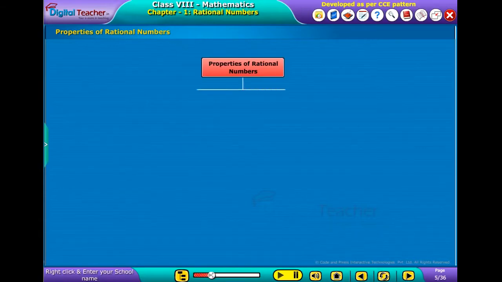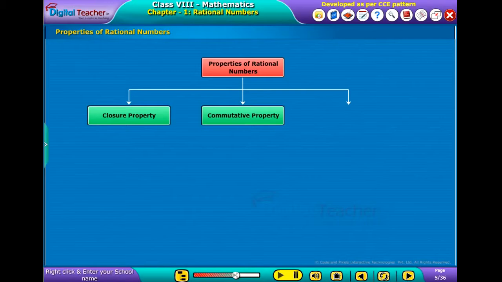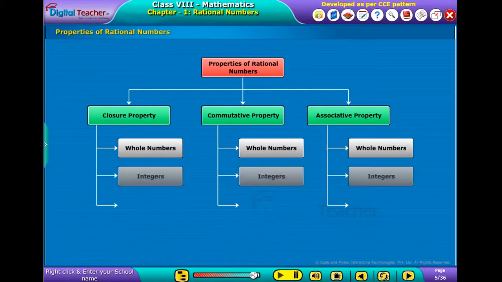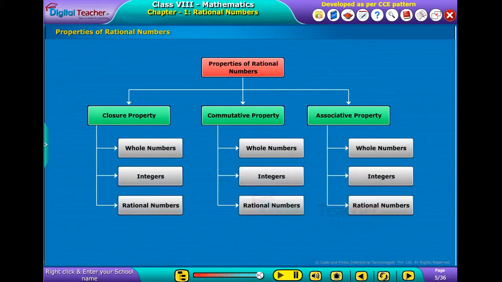Properties of rational numbers. The properties of rational numbers are mainly classified into closure property, commutative property, and associative property. Again, each property is further explained for whole numbers, integers, and rational numbers. Now, let us learn in detail about closure property along with the operations under whole numbers, integers, and rational numbers.